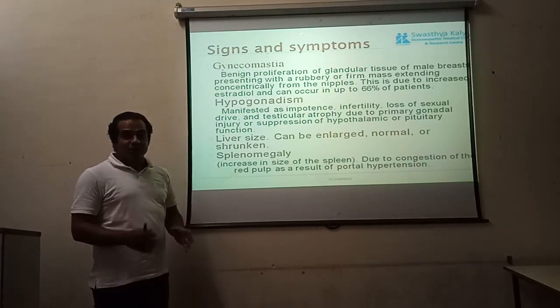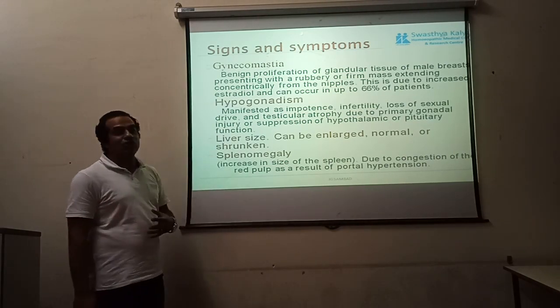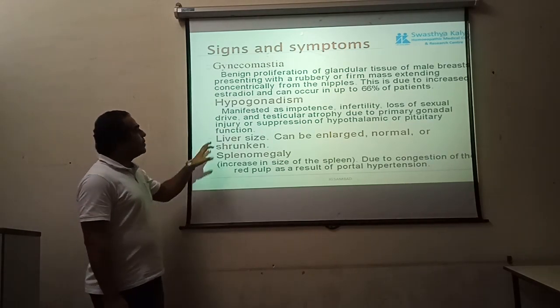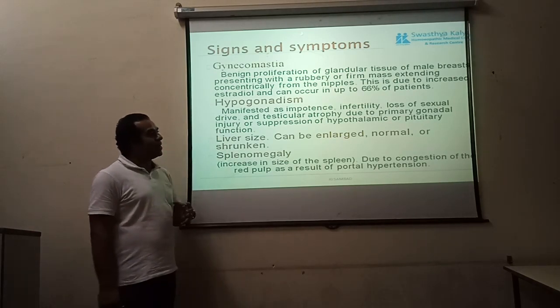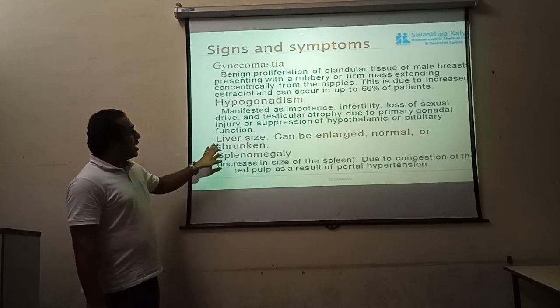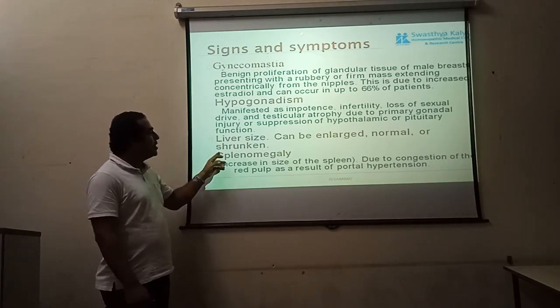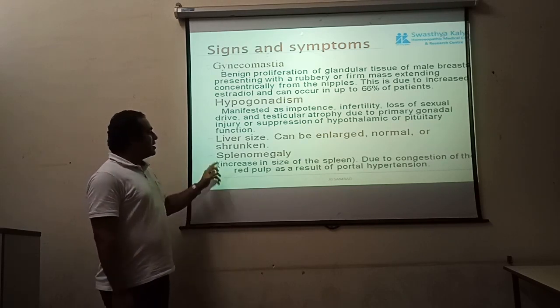Next is hypogonadism, manifested as impotency, infertility, loss of sexual drive, and testicular atrophy due to primary gonadal injury or suppression of hypothalamic or pituitary function. Now, in these cases, liver size can be enlarged, normal, or shrunken.